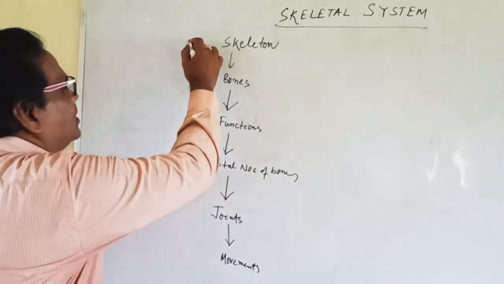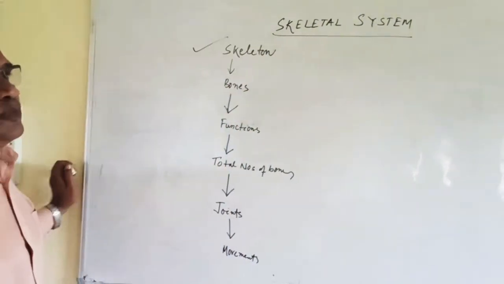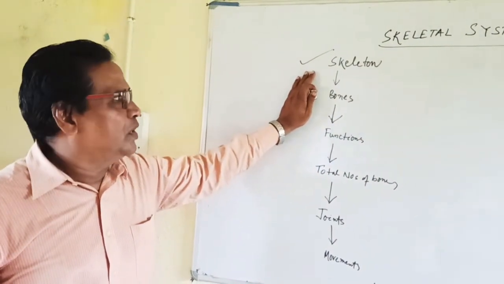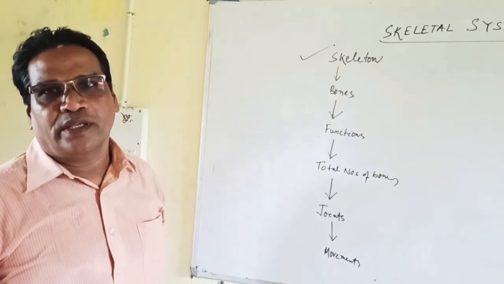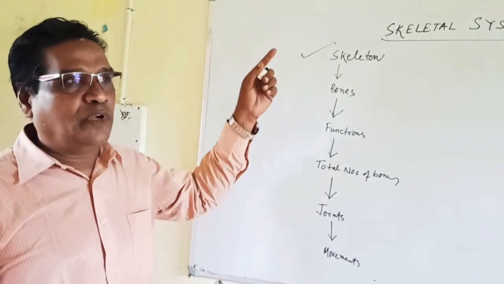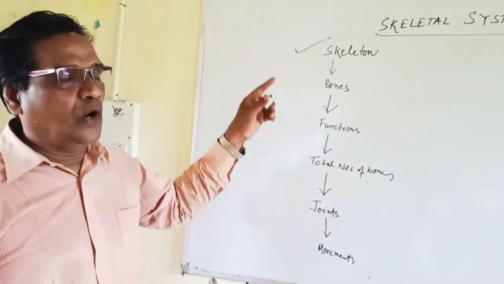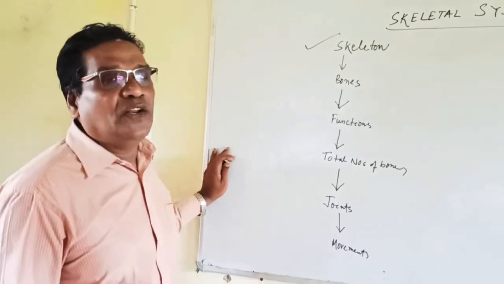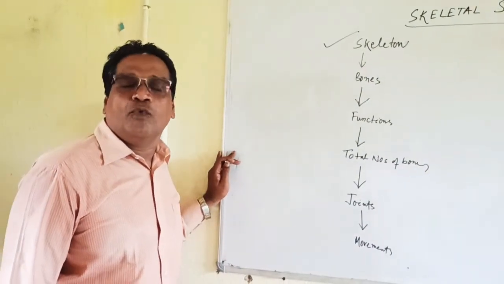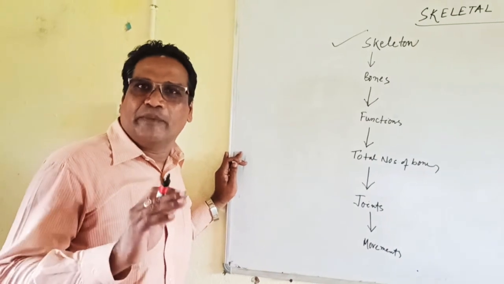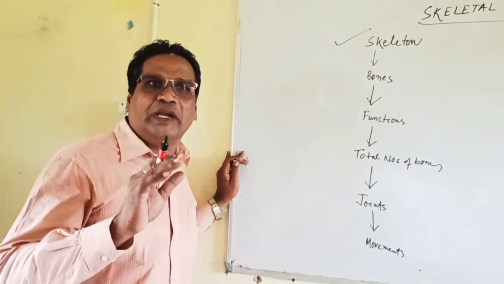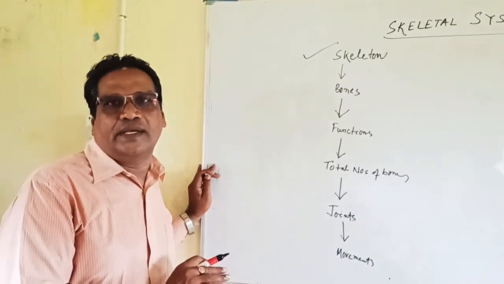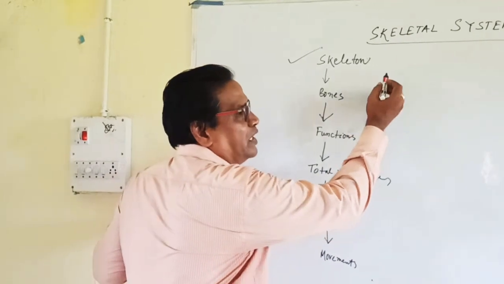So this is the first, the skeleton. Two or more bones meeting together form the skeleton. From head to leg, all bones are joined with each other, forming the skeleton. So the skeleton works as the framework of the body. It supports different internal organs and protects them from attacks from outside. So this is all about the skeleton.